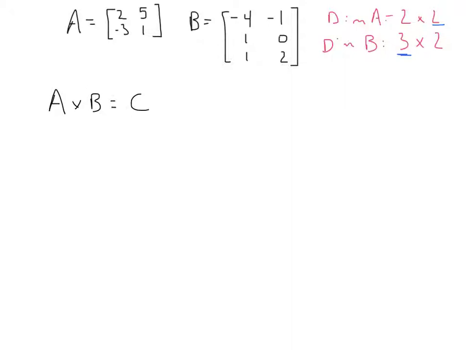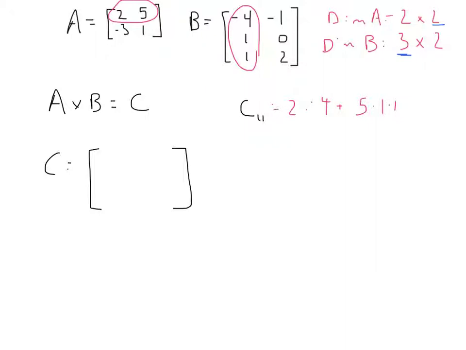if we call that C. So, okay, C equals some matrix here. And to calculate C11, we will take the first row in matrix A, multiply that by the first column in matrix B, and we'll get for this 2 times negative 4 plus 5 times 1 plus, there's nothing to put here to multiply by that last 1 in matrix B. So that's why we have no answer for this matrix product matrix C.